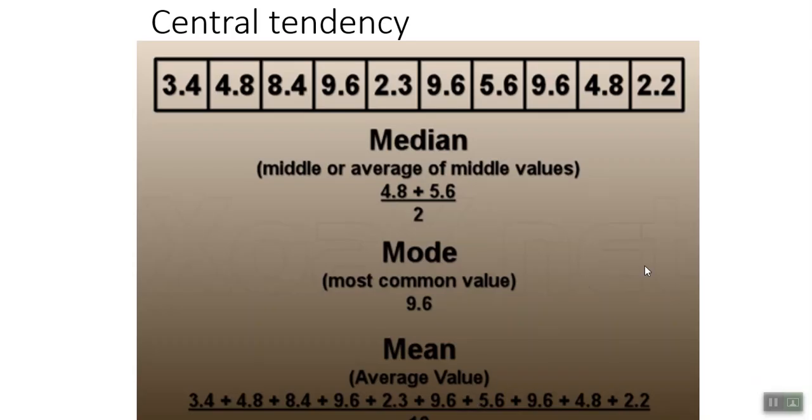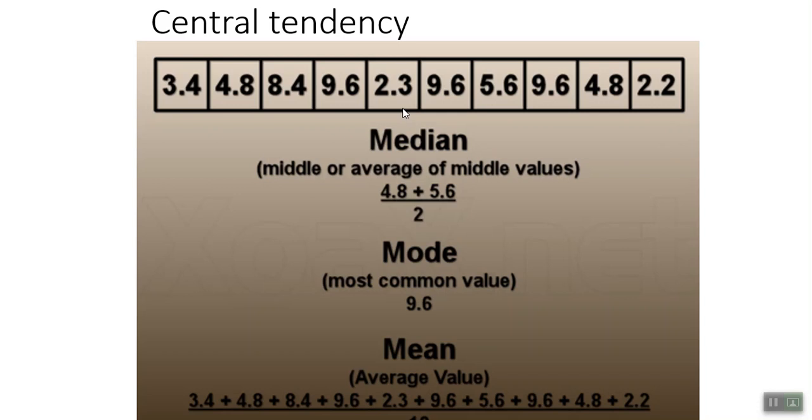All right, so for central tendency, we can use median, mode, or mean. Median is the middle number. Anytime we get a set of data, a set of scores, we're going to first line them up from the lowest number to the highest number. So if we had this set of data, we would start by rearranging the data, putting them in order, starting with 2.2, 2.3, 3.4, etc., going all the way up. Then we can just count from the outsides in and find the middle number.